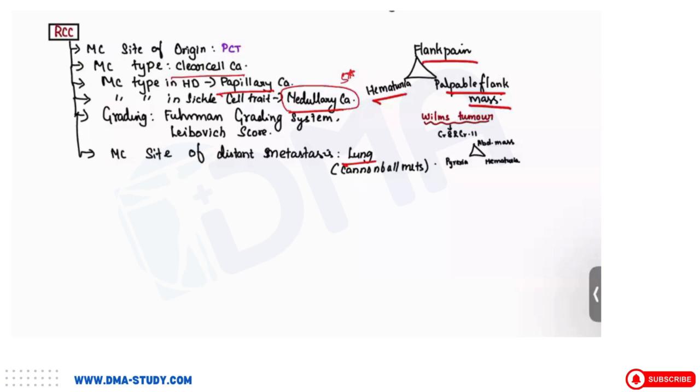You can write it as a note. They will write: a child with painless hematuria and a palpable abdominal mass. This is the wording they start with when they go for Wilms tumor. Clear? It's a clear statement for Wilms tumor, people.